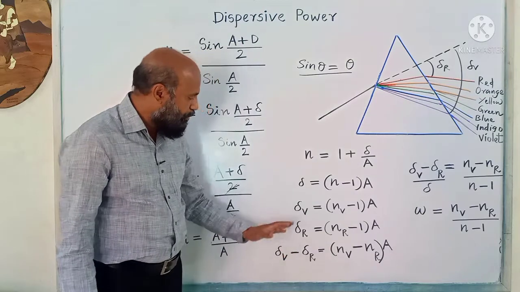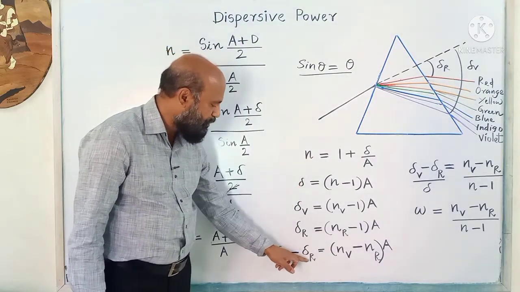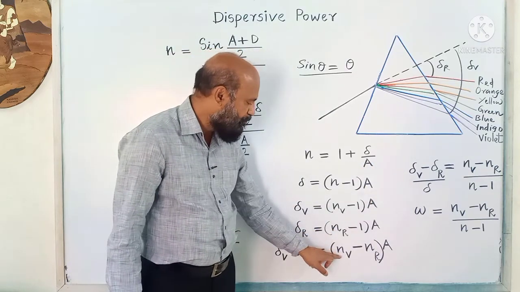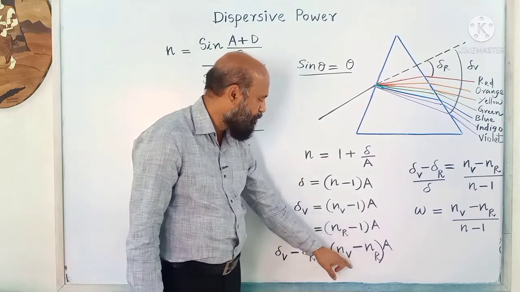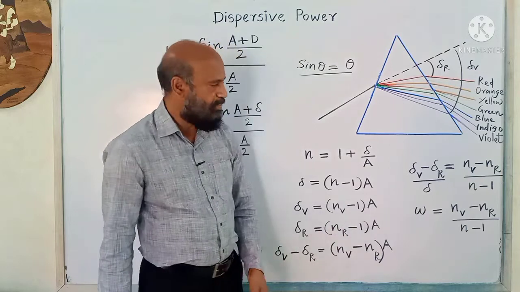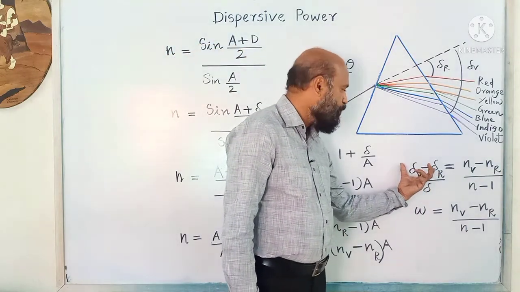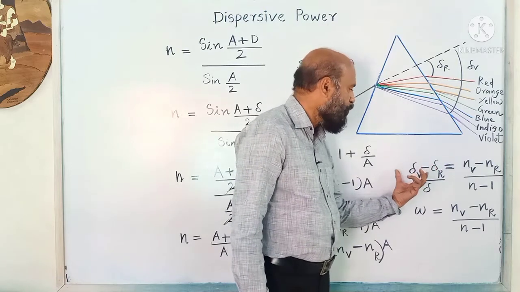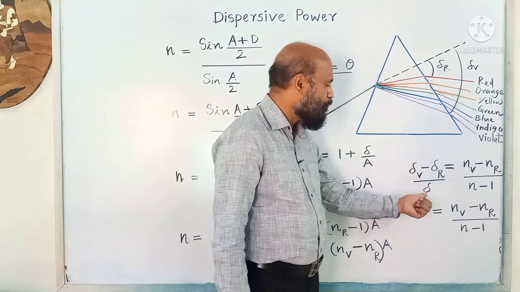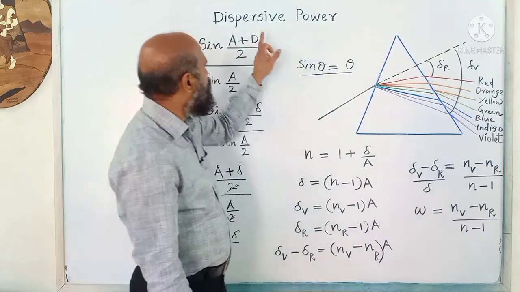Now you divide this by this expression. So (delta V minus delta R) by delta is equal to (nV minus nR) divided by (n minus 1). So this A will get cancelled. Now delta V minus delta R is the angular separation or angular dispersion. This is the deviation for middle color. Now this is called dispersive power.